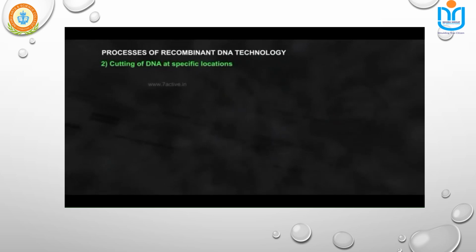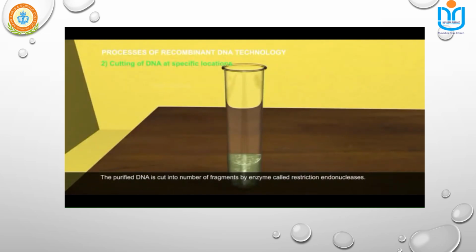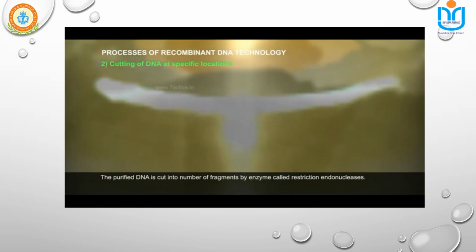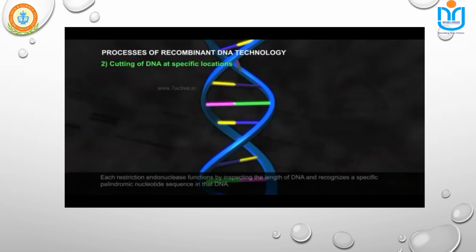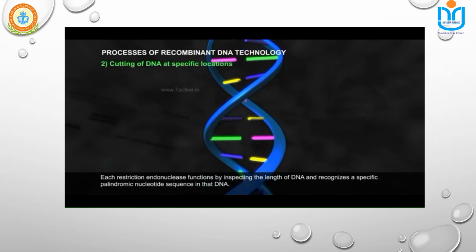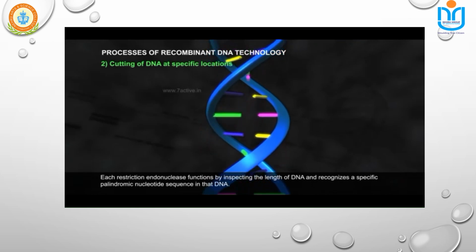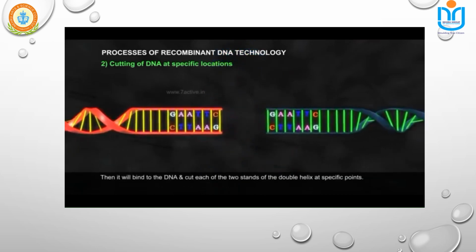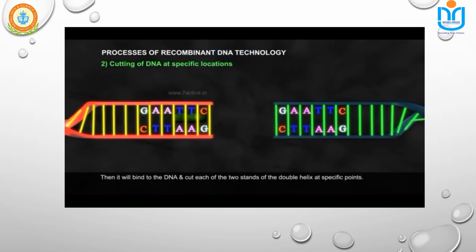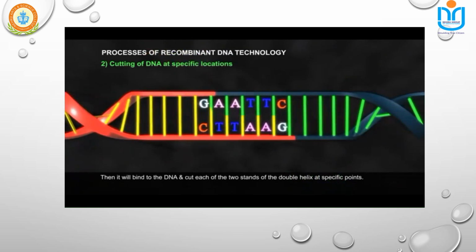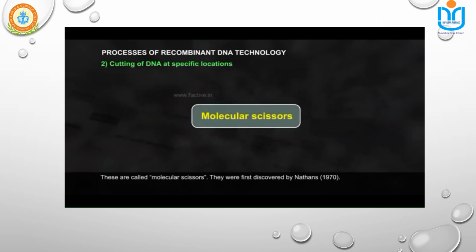2. Cutting of DNA at specific locations. The purified DNA is cut into a number of fragments by enzymes called restriction endonucleases. Each restriction endonuclease functions by inspecting the length of DNA and recognizes a specific palindromic nucleotide sequence in that DNA. Then it will bind to the DNA and cut each of the two strands of the double helix at specific points. These are called molecular scissors.